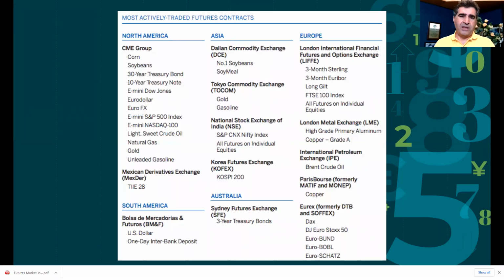Now, some of the actively traded futures contracts around the world. In North America, we know the CME Group. CME Group is the biggest one, the Chicago Mercantile Exchange. So you have agriculture, like corn and soybean, the 30-year treasury bonds, the 10-year treasury notes, and obviously we have the E-mini S&Ps and Dows and Eurodollar. So that's in North America, and then we look at the Mexican derivative exchange.